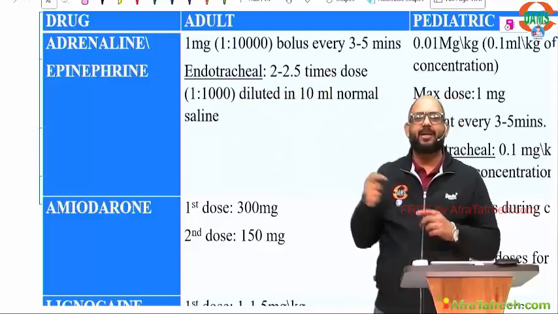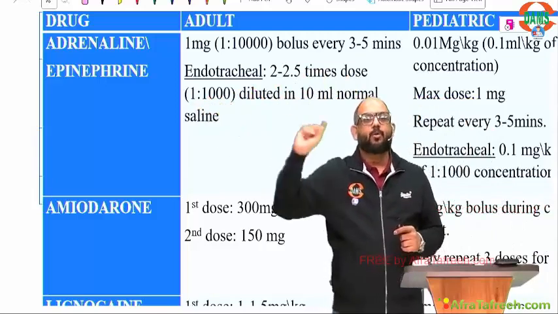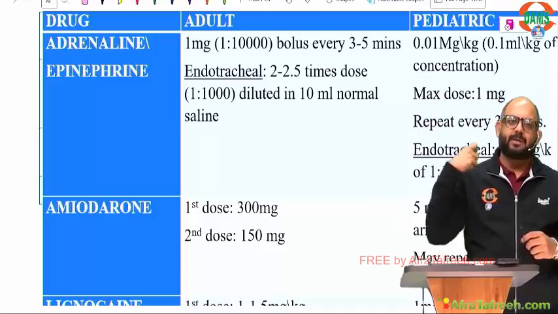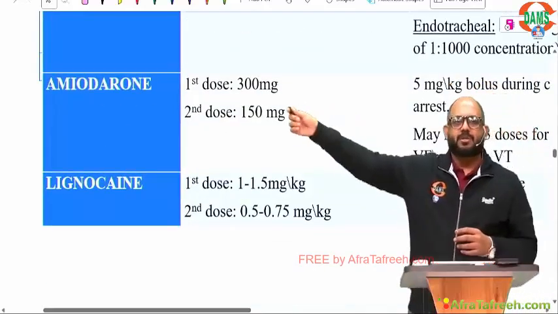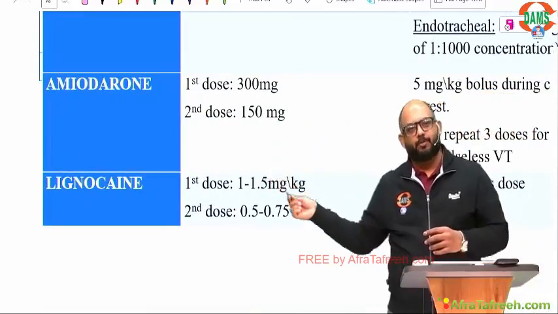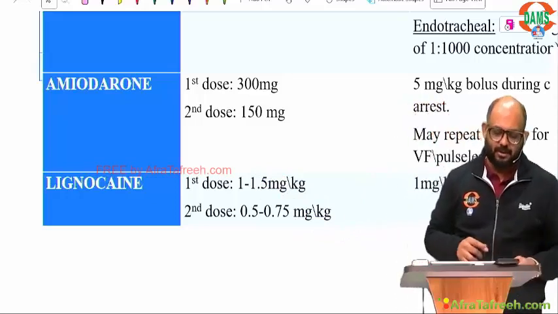This you dilute in 10 ml just for better drug delivery. But this is an undiluted 2 to 2.5 times dose that you take. So you take 2.5 ml adrenaline, you dilute it till 10 ml and push it through the endotracheal tube. Amiodarone, first dose 300 milligram, second 150. Lignocaine, first 1 to 1.5 mg per kg, second 0.5 to 0.75 mg per kg.